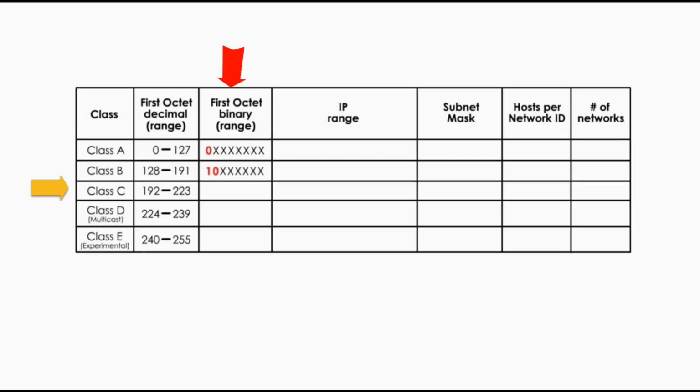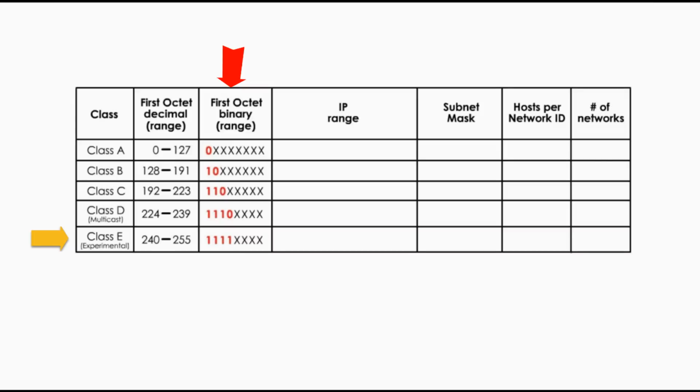For Class C, the first 3 bits, 1, 1, 0, are fixed. The other 5 bits are any combination of zeros and ones. For Class D, the first 4 bits, 1110, are fixed. The other 4 bits are any combination of zeros and ones. For Class E, the first 4 bits, 1111, are fixed. The other 4 bits are any combination of zeros and ones.